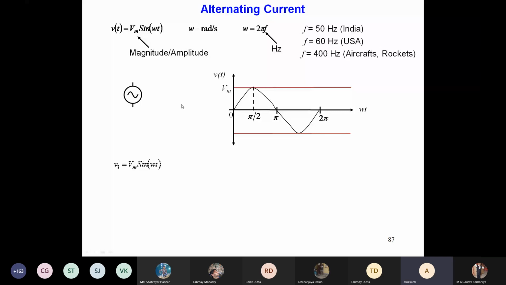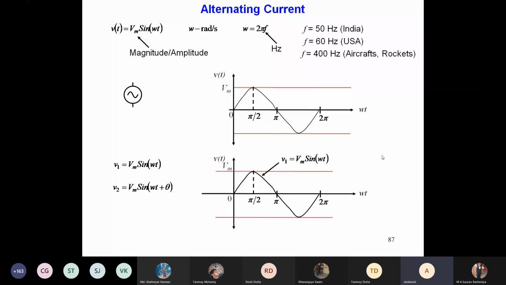Now, if V1 is equal to Vm sin omega t, suppose I give you another source which is V2 equal to Vm sin (omega t plus theta). How will it look? It will be shifted horizontally. This one is Vm sin omega t. At omega t equal to 0, the value is 0. Now for V2, if you put omega t equal to minus theta, the value is 0. So it basically looks like this.